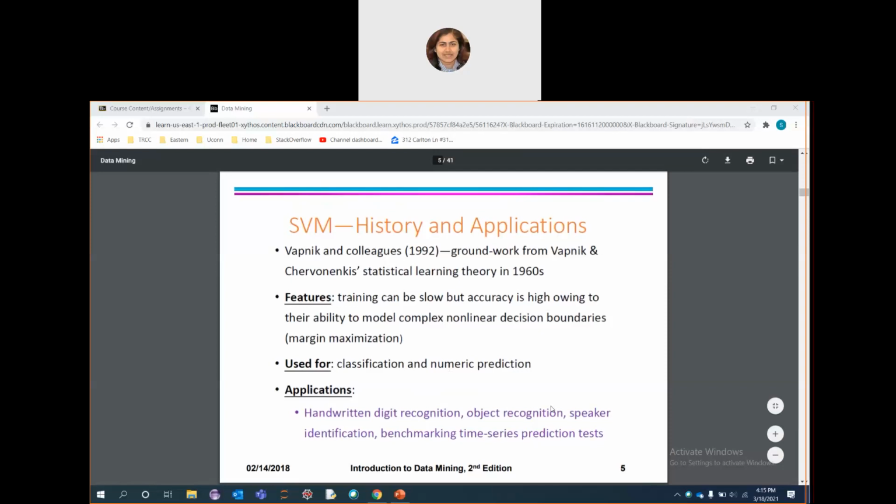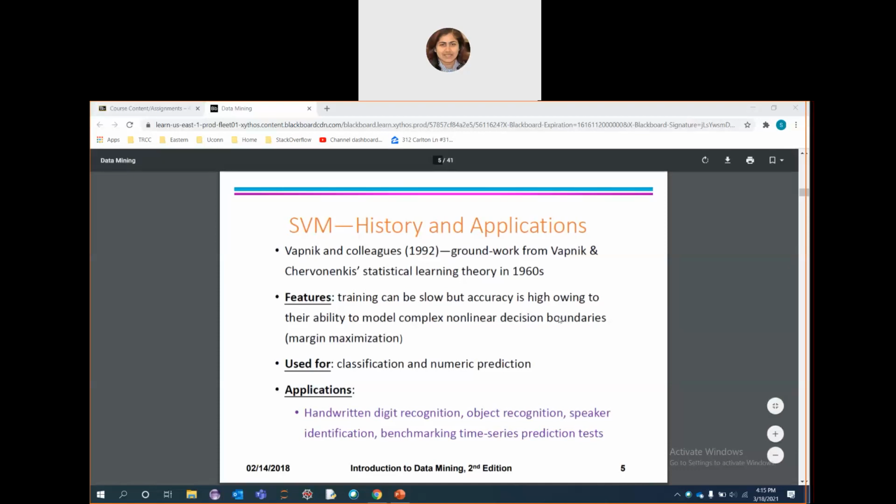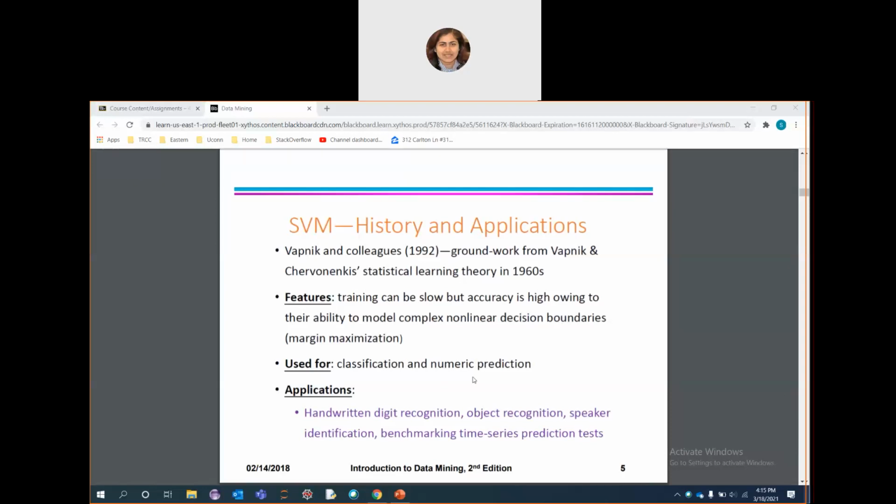Just to give you some history about the SVM. SVM was developed by Vapnik and his team in the AT&T Bell Laboratories, and they created this technique which is called support vector machine. It is mostly used for classification and numerical prediction, or regression problems.